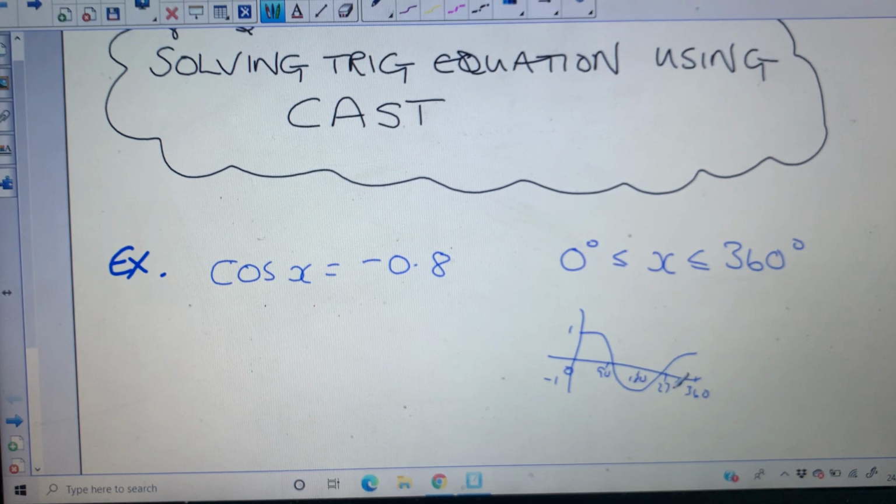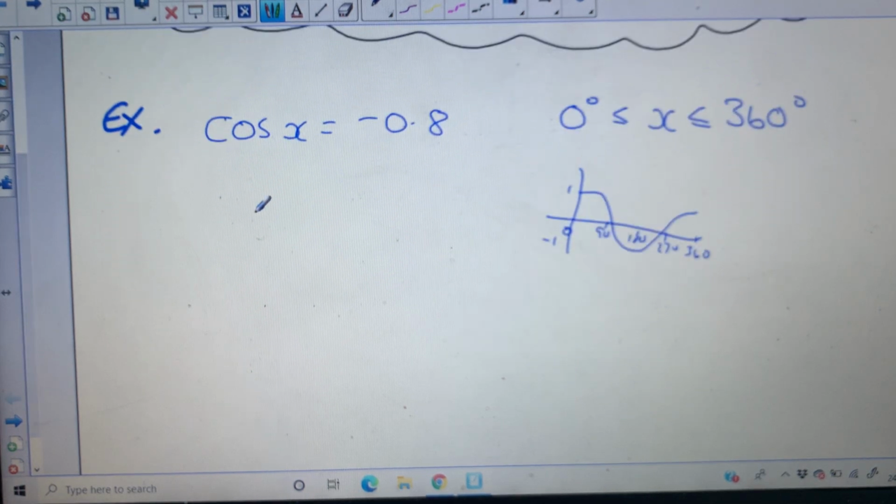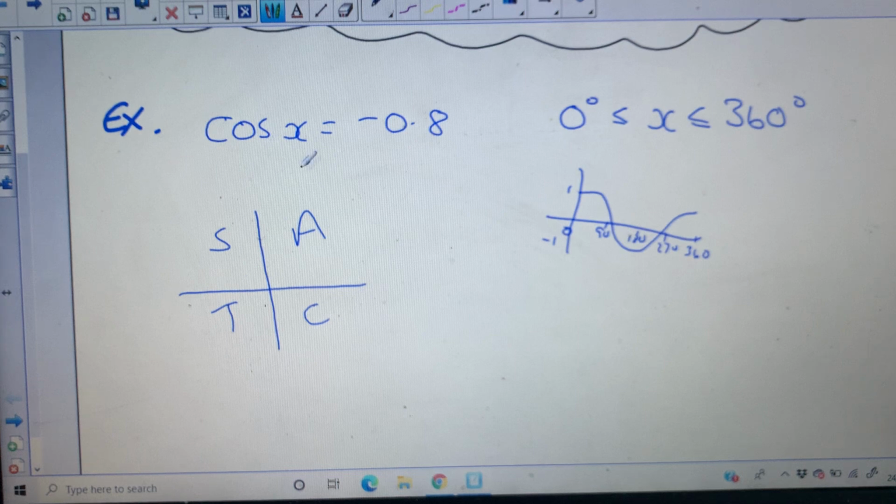So there's my little sketch of the curve. If I was going to solve this, the method that we've been using is this CAST diagram. It's cos and it's negative, so you circle the quadrants where cos is negative. Now cos is positive here and here, so it's negative here and here.